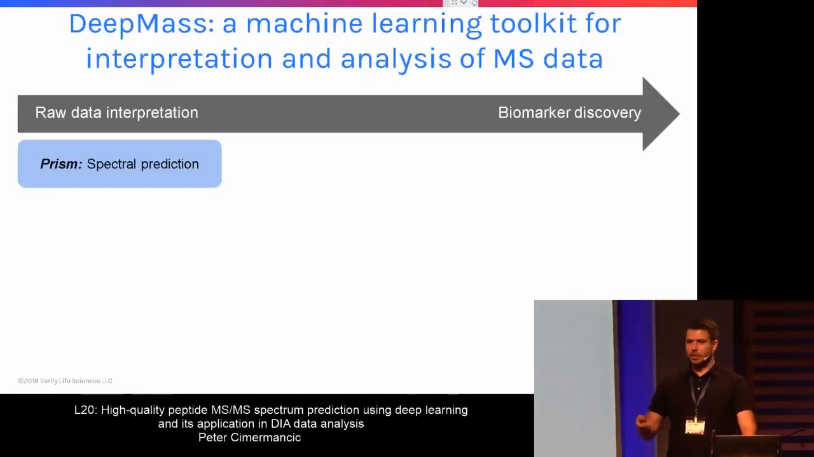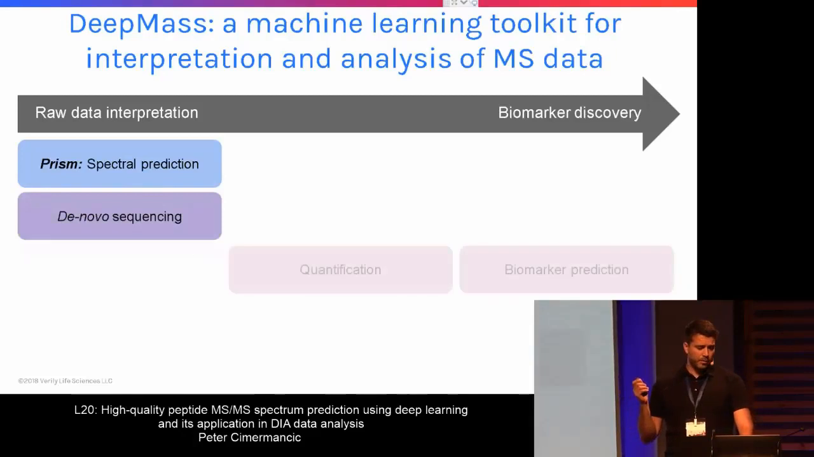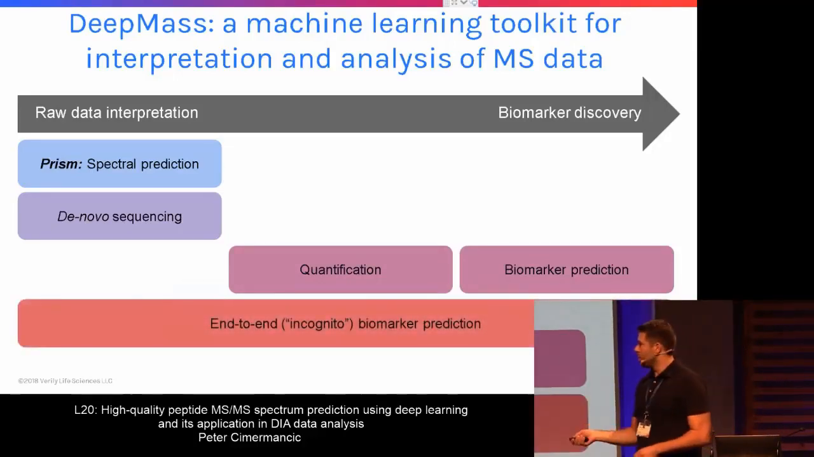DeepMass, or DeepMass Prism, as we call it, is just one of the projects that we would like to build in the proteomics field. We would also like to focus on de novo sequencing, quantification, and biomarker prediction. In fact, once we have lots of data available, we could build a single model that would go end to end.